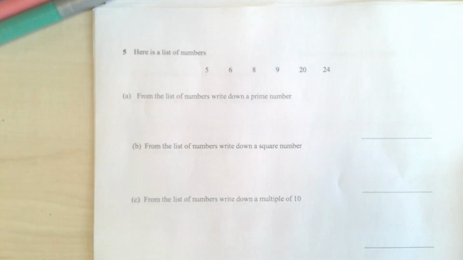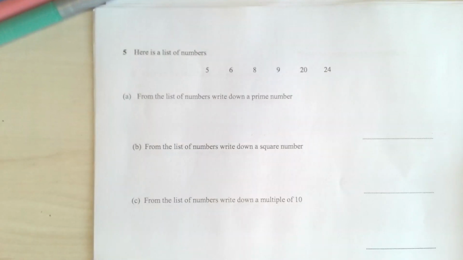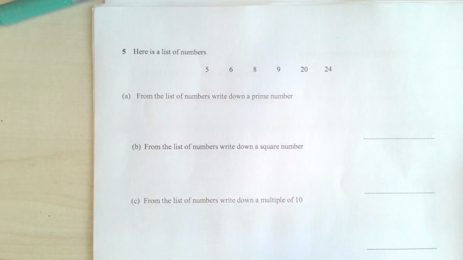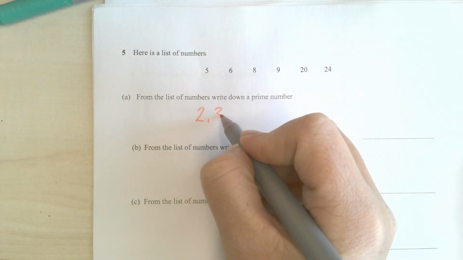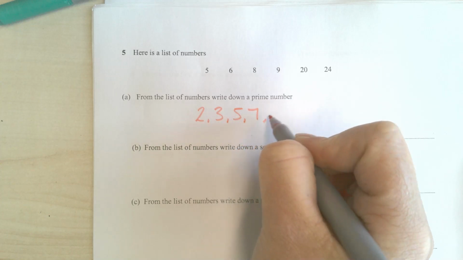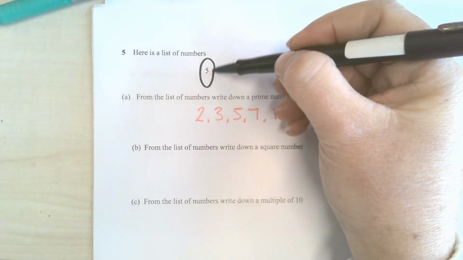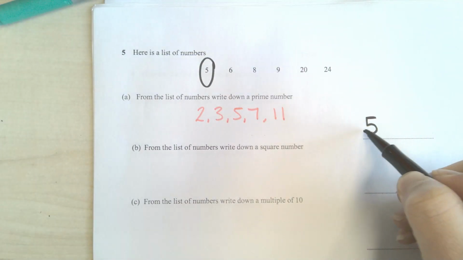Okay, question number 5. I'm given a list of numbers. I've got 5, 6, 8, 9, 20 and 24. From the list of numbers, write down a prime number. Now, I know my prime numbers. They are 2, 3, 5, 7, 11. Which one of those is on my list? And it is 5, so 5 was my prime number.